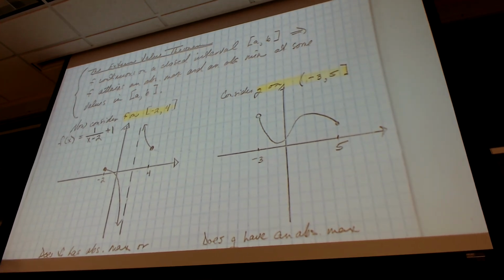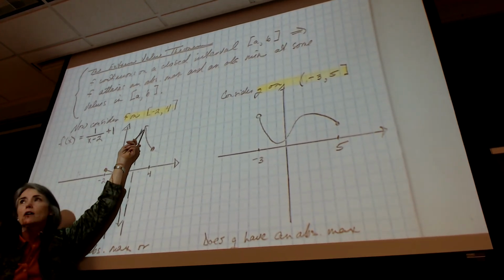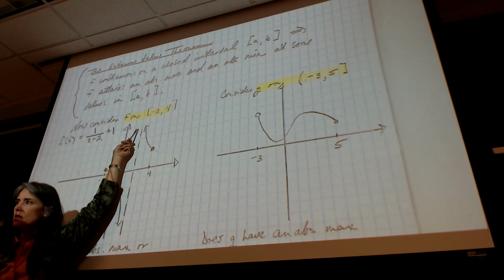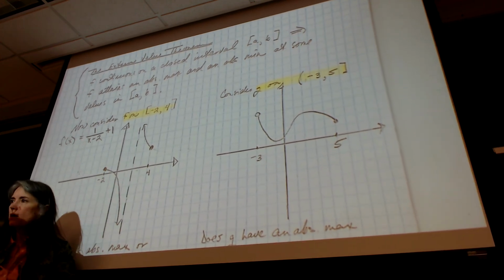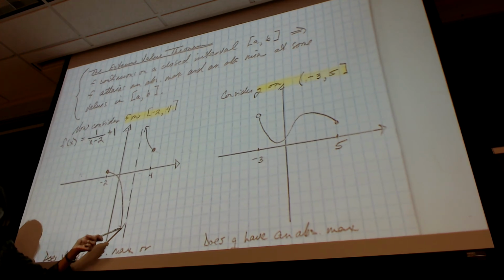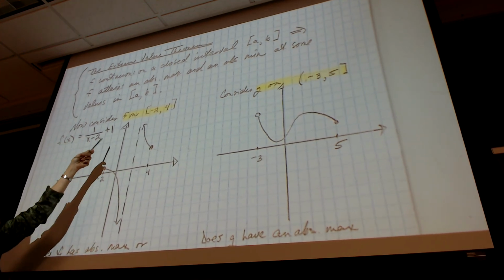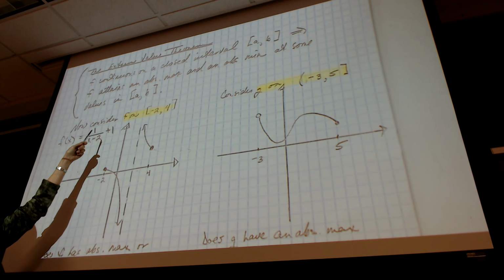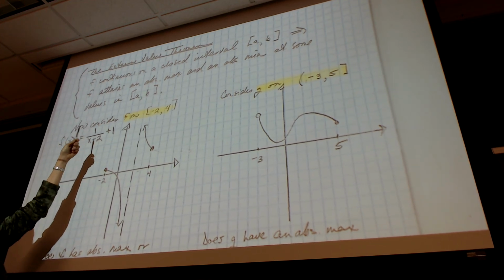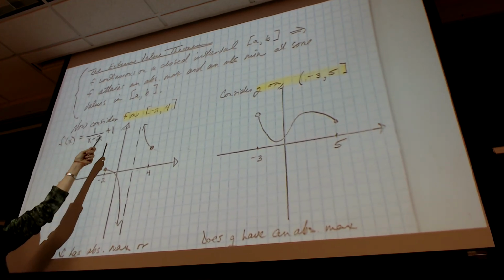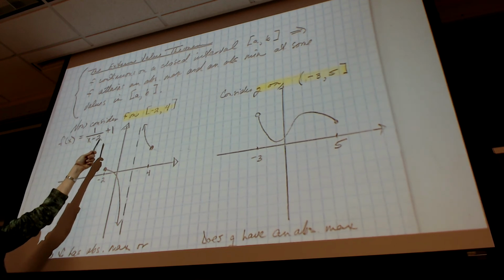But function-wide, because of this action right here, there's not ever any absolute max. And because of this arrow right here, there's no absolute min. And the extreme value theorem, read the word extreme, that's not just looking for local stuff, that's saying absolutely the highest thing going in this function. Is there a highest thing going here?